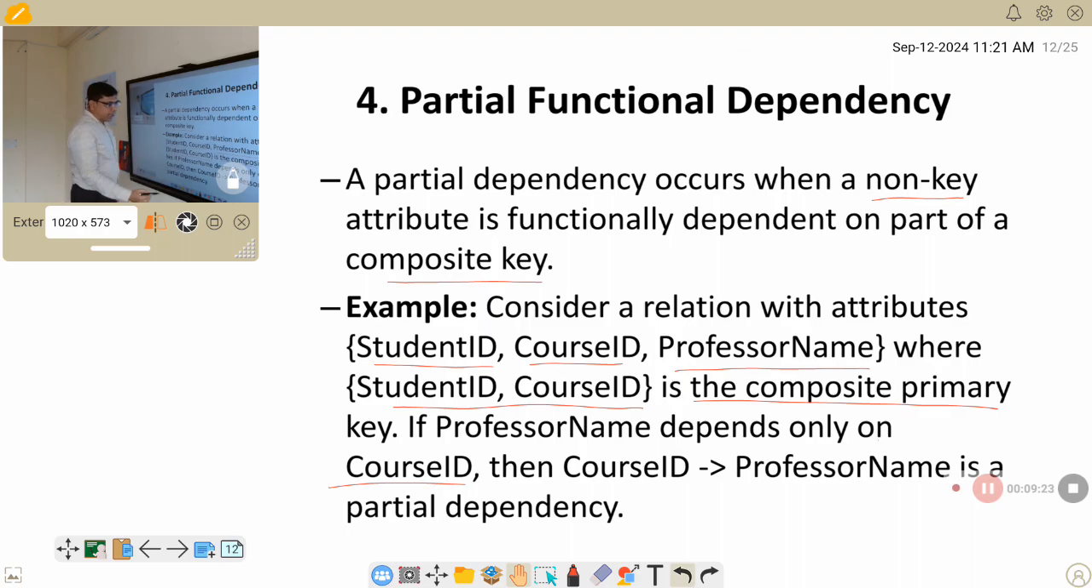That means this functional dependency is valid: course ID arrow professor name. So professor name is dependent only on the course ID, not on the student ID. That means it is partially dependent on the composite key. So this is called a partial dependency.